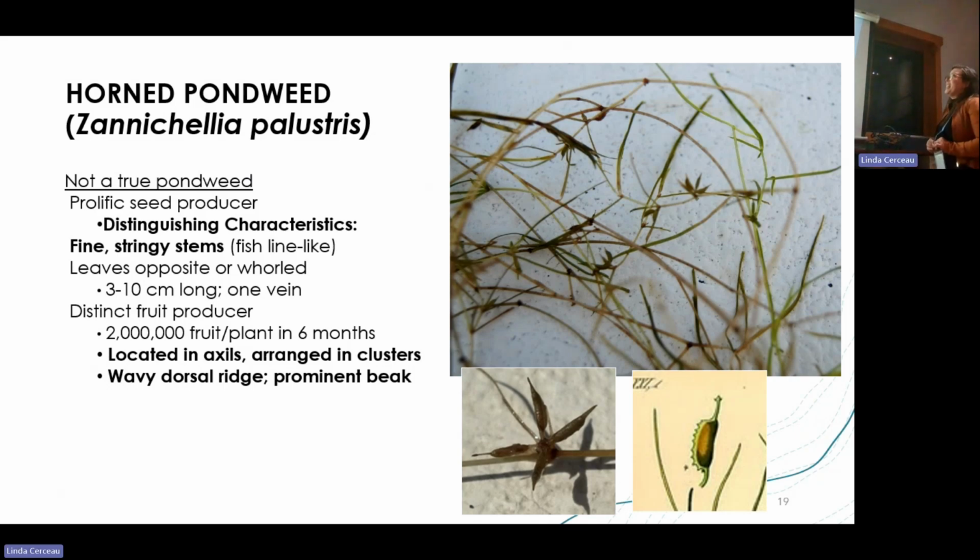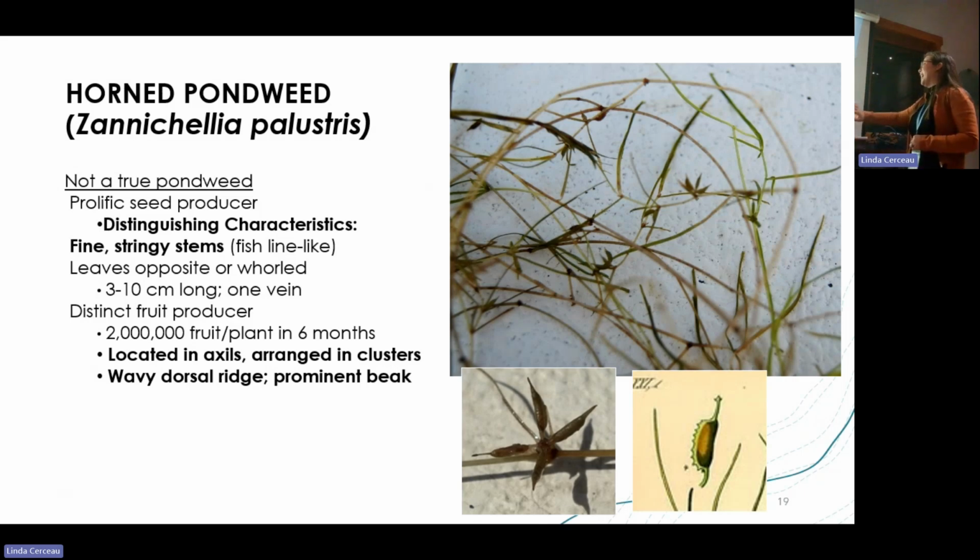We have horned pondweed. So this one was the first one I ever ID'd in the Musconetcong River. So this was an exciting find for me back in the day. So this one is actually considered not a true pondweed, as you can see based on the Latin name here. That's a taxonomy question. I am not a taxonomist, so don't ask me about that. But this one is a prolific seed producer, and the plant overall has kind of a fine, stringy stem appearance, almost kind of like fishing line. And it produces these clusters of seeds here.